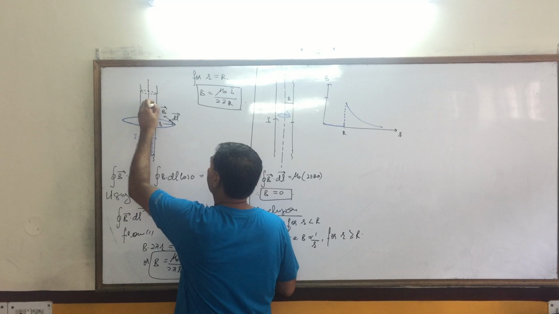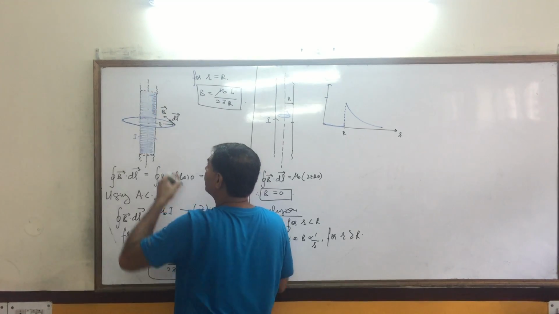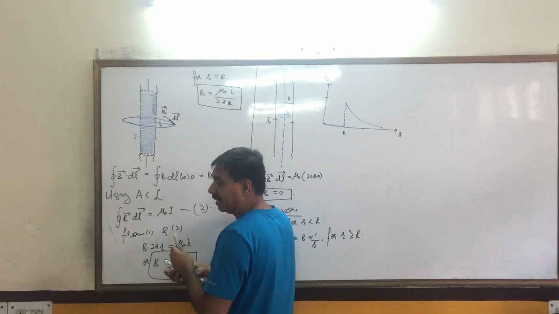ठीक है, ये सारी के थ्रू करंट है. The current is I. The current through the entire cross-sectional radius R is I. I hope you understand this.